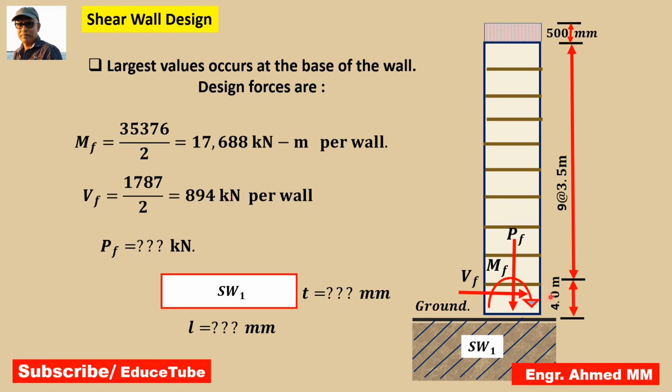So shear and moment I already calculated from the wind load. But this load, as you can see here, axial one, is coming from the vertical load in terms of gravity loads. So these I did not calculate. In my next video I will show it, as well as I will show the load combination also in my next video. Also I will show how to find the length and thickness of the shear wall.